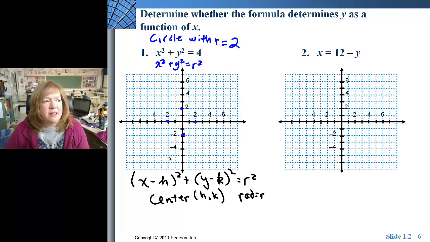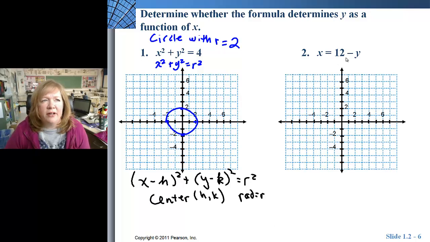If I plot this, here's my center, and in order to sketch this on graph paper, I just go 2 units out to the left, to the right, up and down, and then I just sketch in the circle. So is that a function or not? I think not. You can see right here, a vertical line would hit it in more than one spot. So this is not a function.